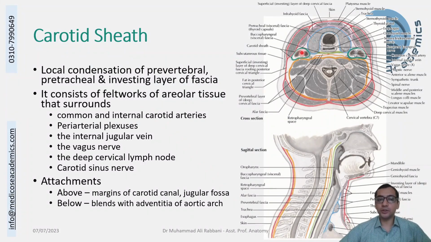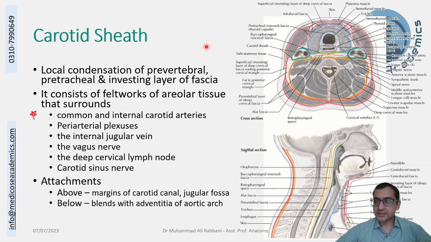It itself consists of only loose areolar tissue. You have to remember the contents. It is a very important question. The contents. What are the contents? Talking about the arteries, the name is given in the name of the fascia, the carotid arteries. It includes the common carotid and internal carotid. External carotid is not included because as soon as the external carotid branches out, it moves outside the sheath.